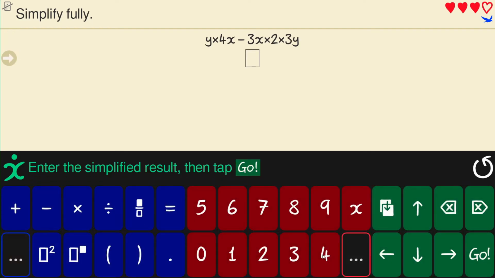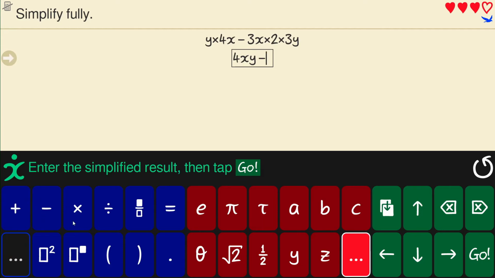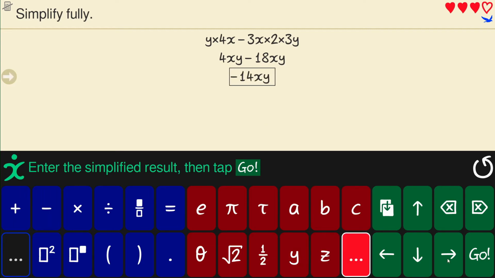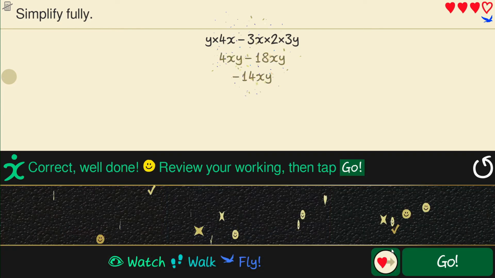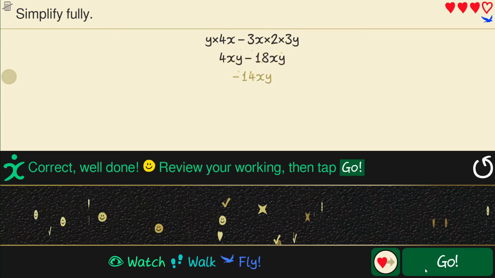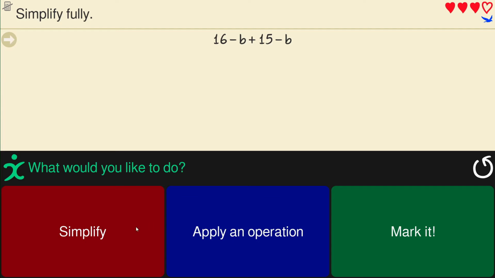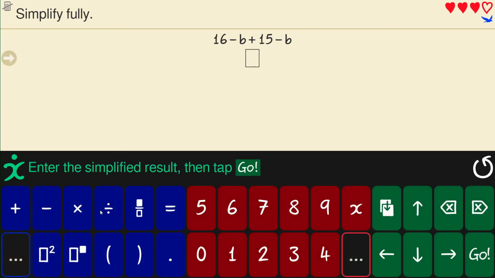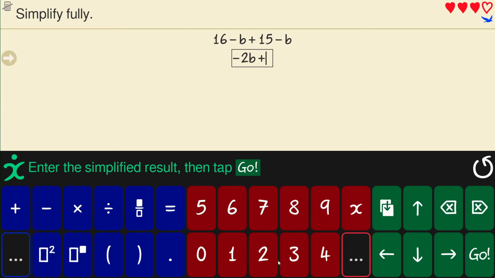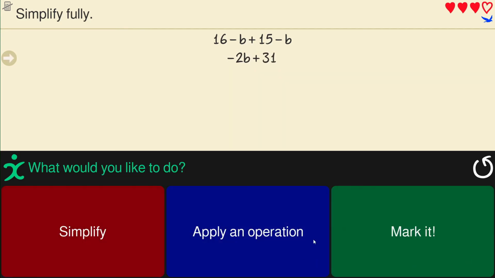Okay, so we've got here a 4xy term. Take away 3 times 3 is 9, times 2 is 18, an 18xy term. And that will simplify down to be negative 14xy. There we are, and there's the progress button. So if I want to finish this topic now, I can tap this and go on. And I think I'm going to do one more question. There we go. So minus b is going to give me minus 2b, and 16 plus 15 is 31. There we go.